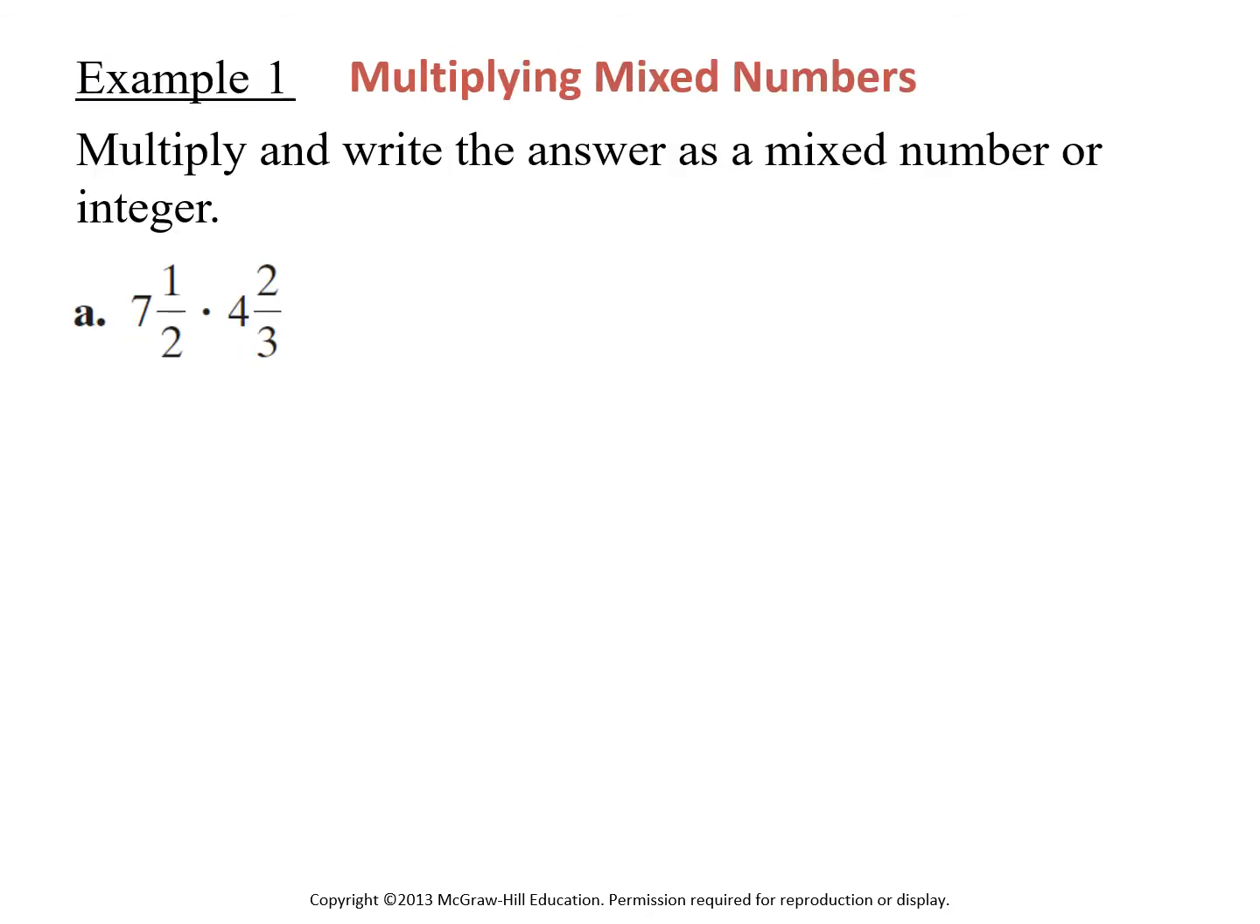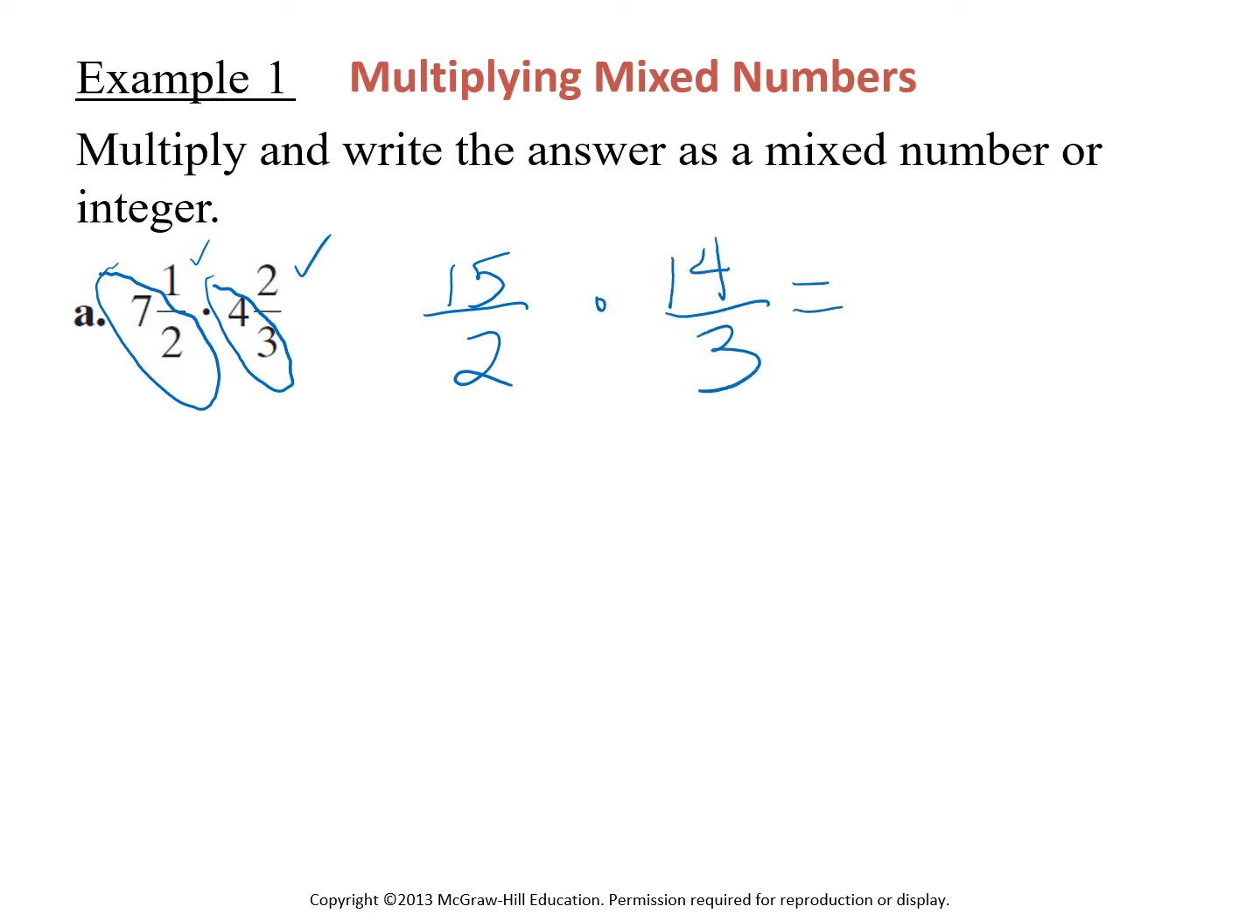So we know that when we multiply fractions, we multiply across the numerators and the denominators. So we have to rewrite these as improper fractions. So we have numerators and denominators. So 7 times 2 is 14. Add 1 and we get 15 halves. 4 times 3 is 12. Add 2 and we get 14 thirds.